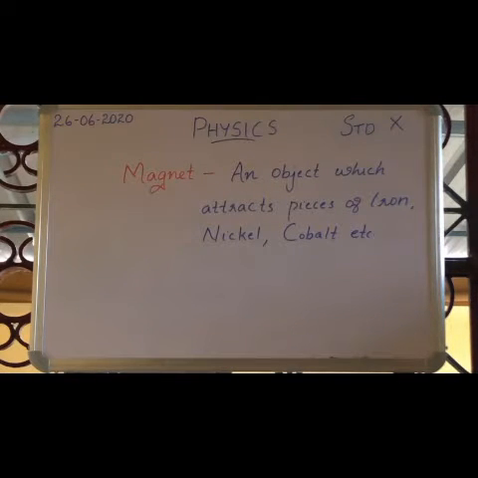The North Pole repels the North Pole of another magnet but attracts the South Pole. Similarly, the South Pole repels the South Pole of another magnet. That is, like poles repel and unlike poles attract each other. Then what are their uses? Okay, magnets are used in radio, television, speakers, generators, electric motors, etc.